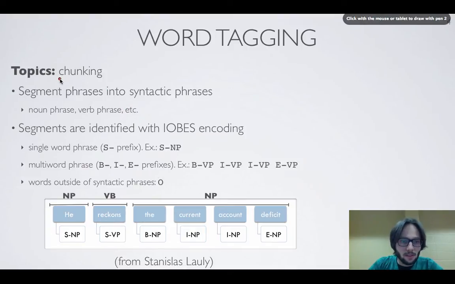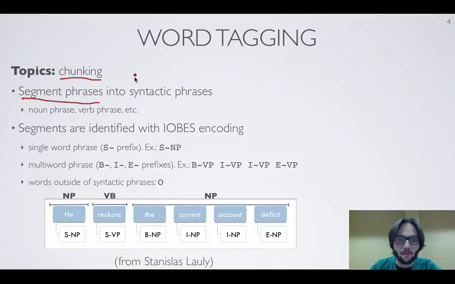Another word tagging problem is chunking. The idea is to segment the sentence into phrases that have a particular syntactic form, a particular syntactic unit, a particular phrase. For instance, in the sentence, he reckons the current account deficit, we could distinguish that we have he here, which is a noun phrase, and reckons, which is a verb phrase. These are simple because they're a segment that corresponds to just an individual word, but then we could chunk together the current account deficit as forming a particular meaningful syntactic unit in that sentence.